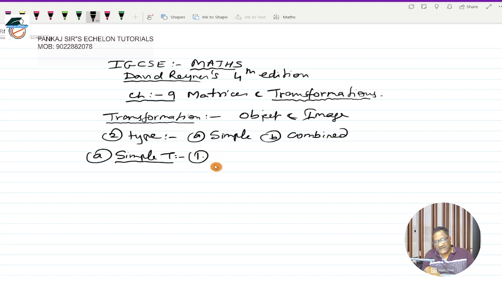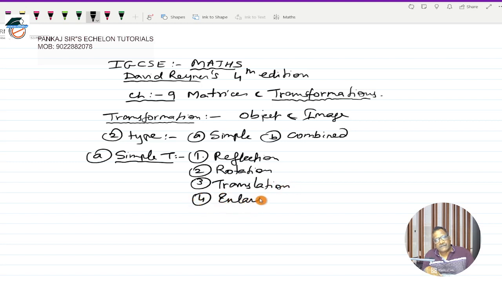First one is something called reflection. Second one is something called rotation. Third one is something called translation. And the fourth one is something called enlargement. Okay, these are the 4 simple transformations: reflection, rotation, translation, and enlargement. Out of these 4 simple transformations, today I am going to deal with the enlargement. Of course, you should know reflection, rotation, and translation as well. But today I'm going to start with enlargement as a simple transformation.